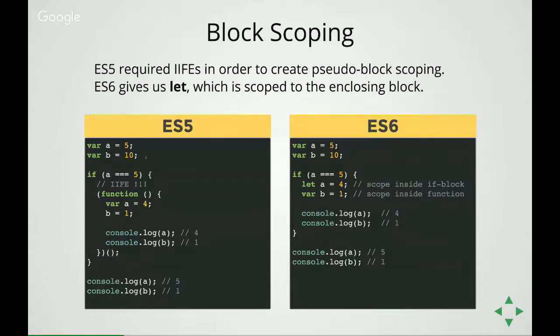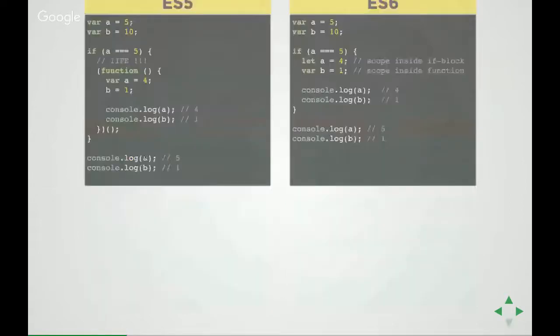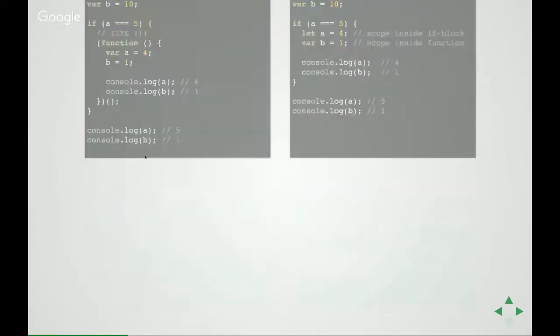In ES6, we don't have to resort to weird immediately executing function expressions. We can just say let, and now that variable A is block scoped to the if block. Like I said, most other languages have block scoping. This is new for JavaScript. So much less code, much easier to read.